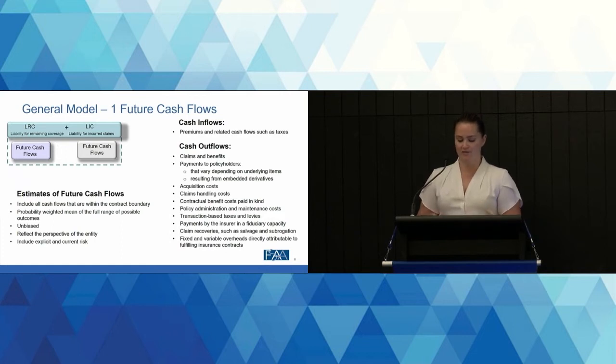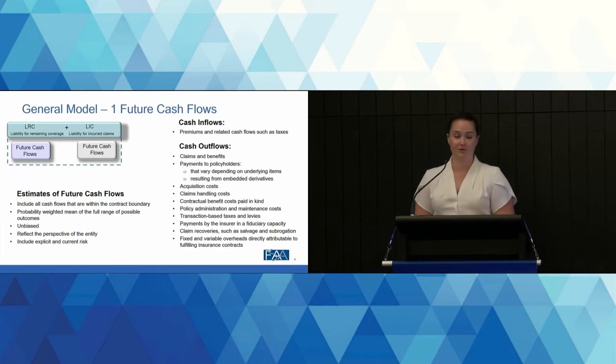So the fulfilment cash flows are described as the probability weighted mean of a full range of possible outcomes, which is a little bit cumbersome, and theoretically shouldn't be too dissimilar to what we do today, but obviously is a slightly different definition. I'll go through that a little bit later.